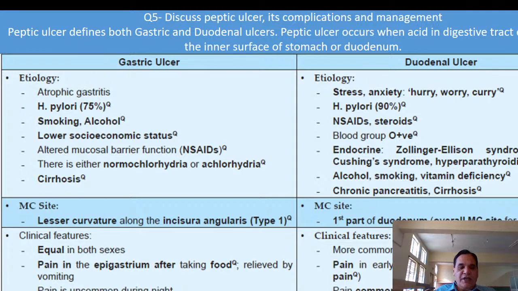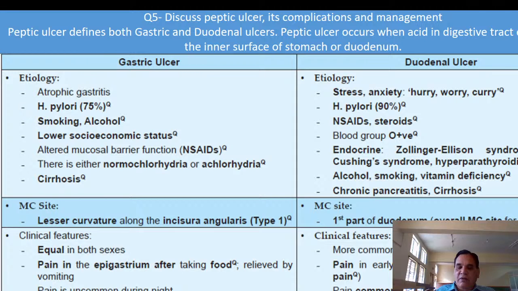Most common site for gastric ulcer is the lesser curvature along the incisura angularis. It is a type 1 gastric ulcer. In the duodenum, the first part is the most common. Clinical features of gastric ulcer: equal in both sexes. Pain is said to be more after taking food and relieved by vomiting, not always the presentation. Pain is uncommon during night. Hematemesis is a better presentation. The patient has a good appetite but is afraid of eating due to pain, and there is loss of weight.